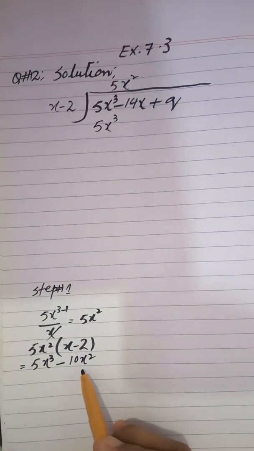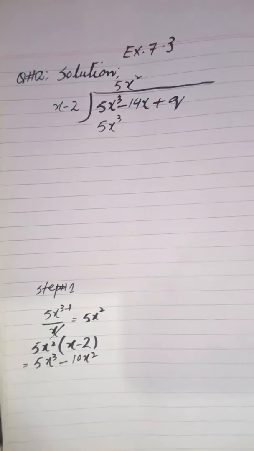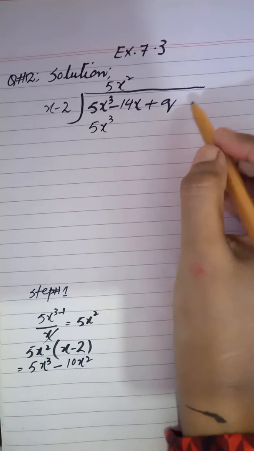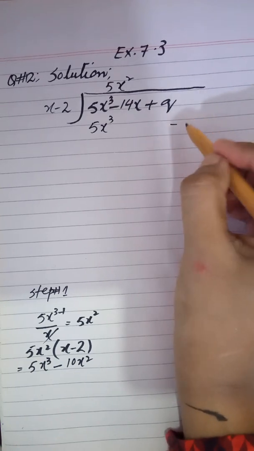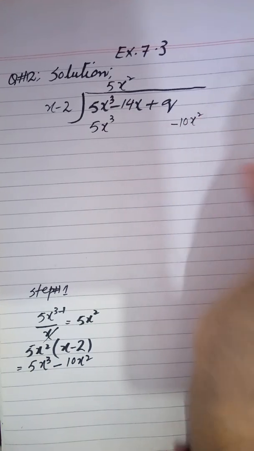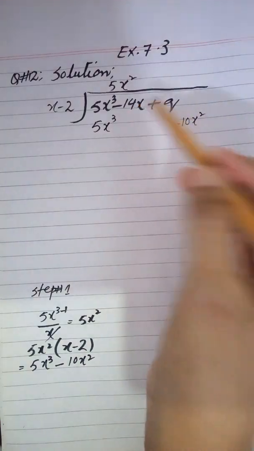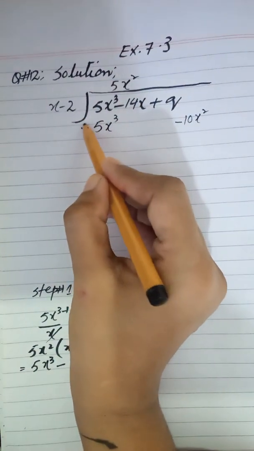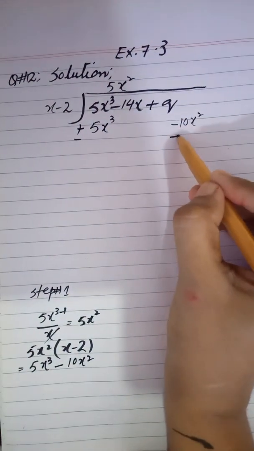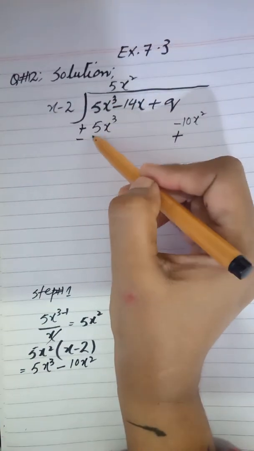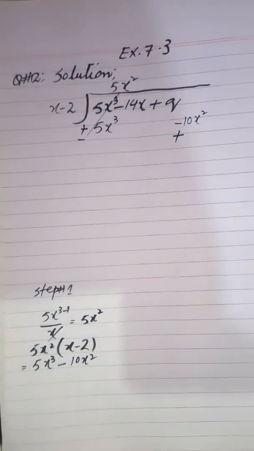See, minus 10x square is an unlike term. So you have to write it over here at the side, right? It cannot be subtracted from 14x. So change the sign, plus into minus, minus into plus. Okay, see both are additive inverses, cancel it.